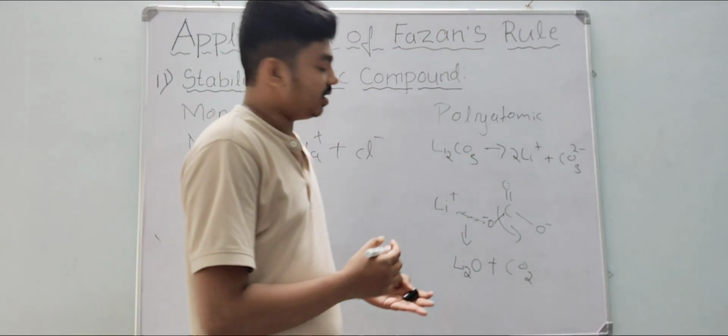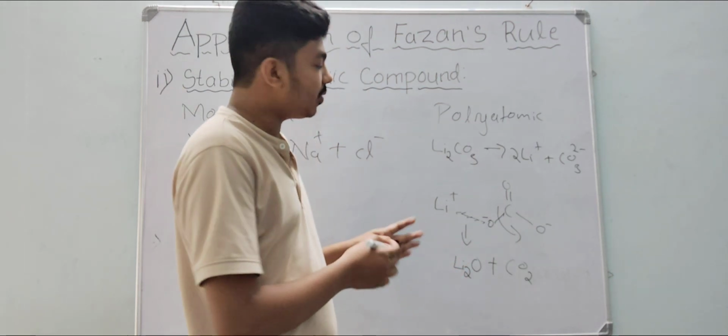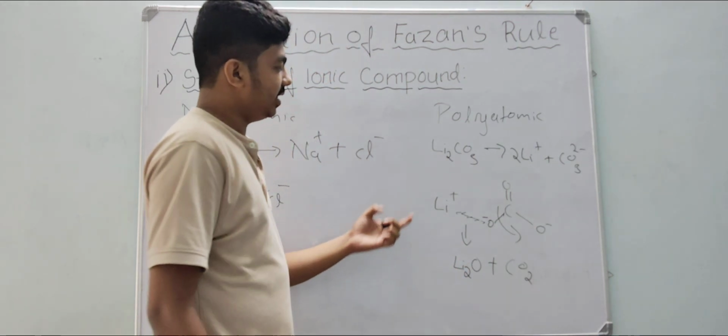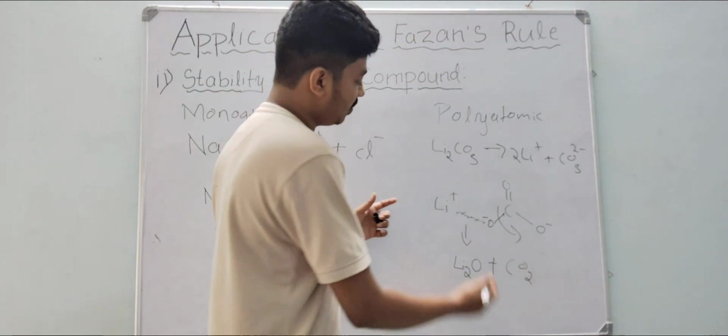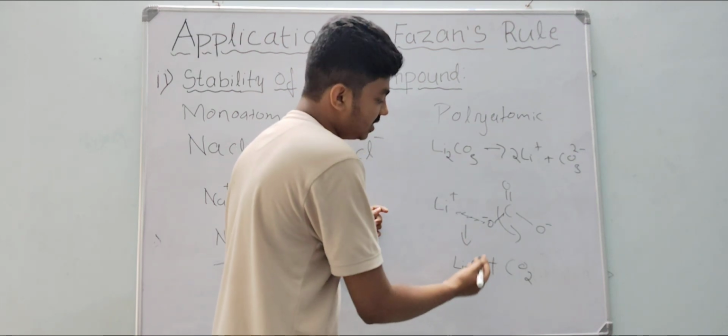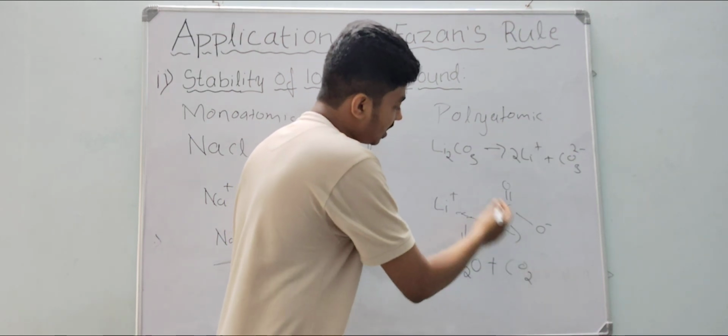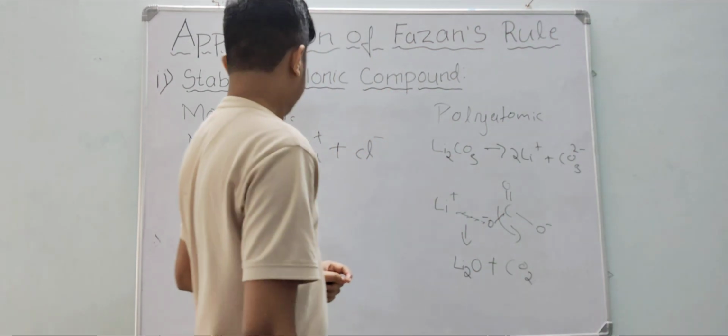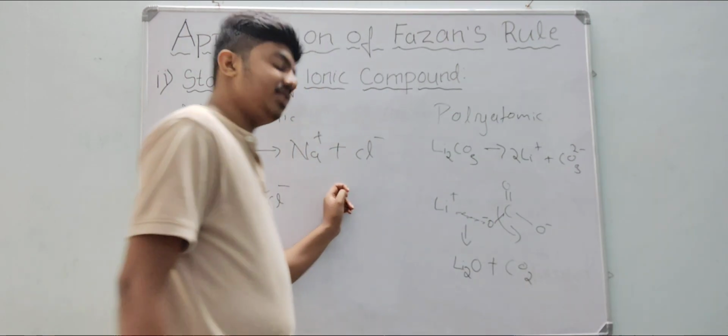That means the compound is unstable. So in the case of polyatomic anions, if the polarization is more, decomposition occurs, which means the compound is unstable. You can understand it in this way.